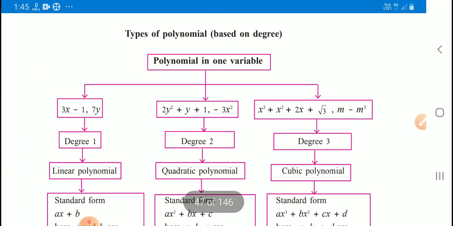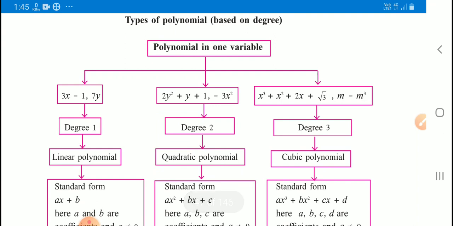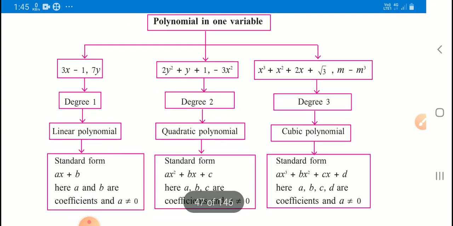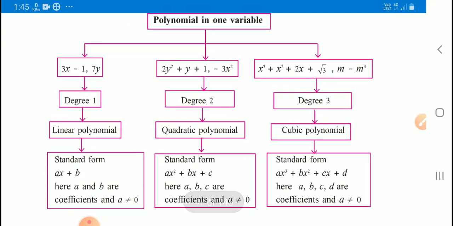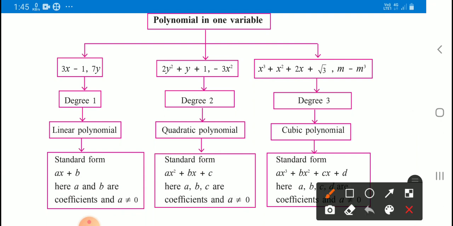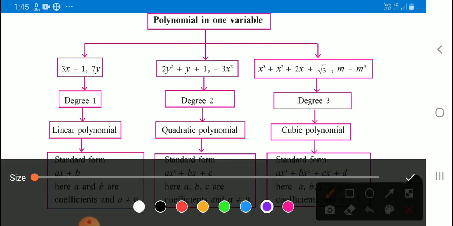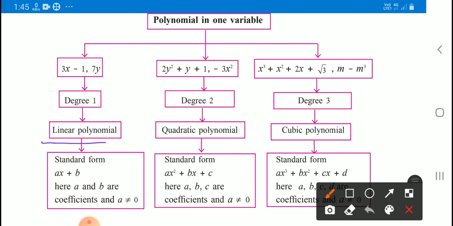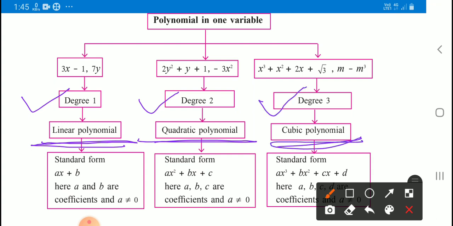First of all, we had seen the types of polynomials that were based on number of terms. Now, based on degree, there are three types of polynomials. First is, if the degree of the polynomial is 1, then that polynomial is known as linear polynomial. If the degree is 2, then that is known as quadratic polynomial, and if the degree is 3, then that polynomial is known as cubic polynomial.